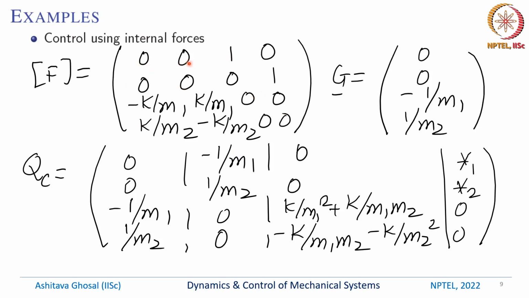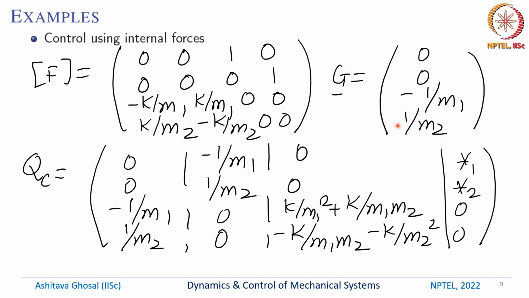So we'll have 0, 0, 1, 0, 0, 0, 0, 1. This element is minus k by m1. The second element is plus k by m1. This is k by m2, and this is minus k by m2. The G vector will be 0, 0, minus 1 by m1, and then plus 1 by m2.